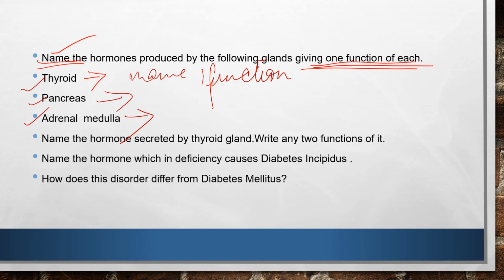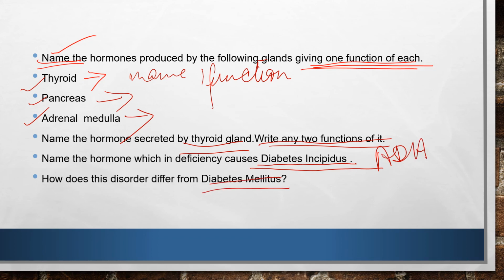Name the hormone secreted by the thyroid gland, and write any two functions of it. Name the hormone whose deficiency causes diabetes insipidus. You know that it is antidiuretic hormone, right? That antidiuretic hormone deficiency is causing diabetes insipidus. And how does it differ from diabetes mellitus?